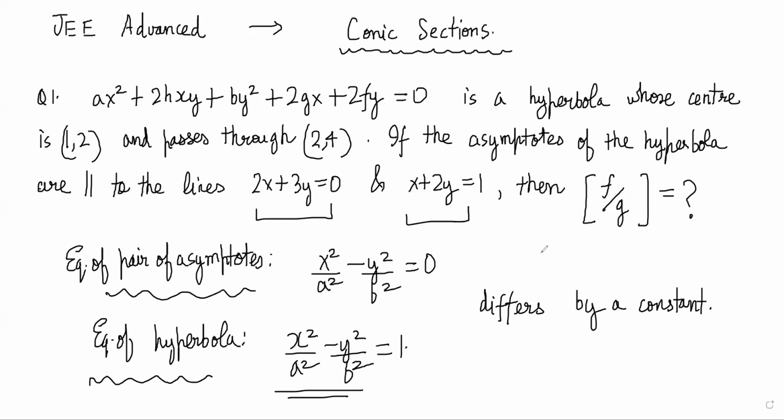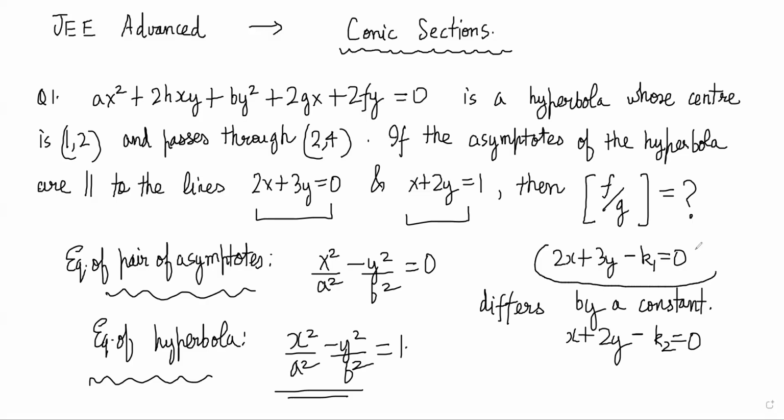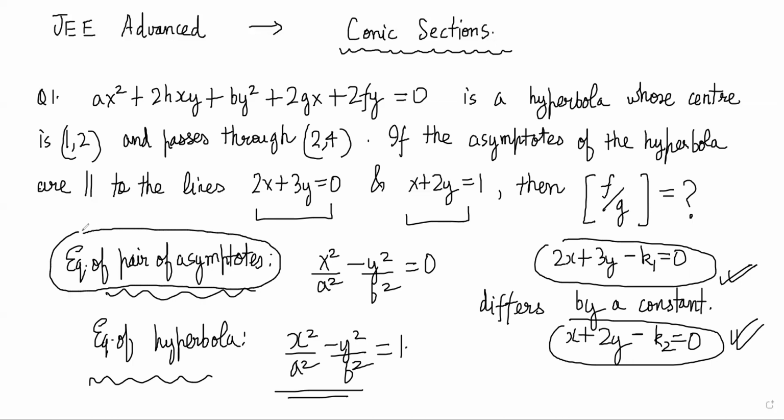So we can say that since they are parallel to these lines, 2x plus 3y minus k1 is equal to 0 and x plus 2y minus k2 equals 0. These will be the equations of my asymptotes. Here k1 and k2 are unknown because we don't know the actual equations. We only know that they are parallel to these lines, right? So if we know the two equations of the asymptotes to the hyperbola, we can make the equation of pair of asymptotes to this hyperbola, right?